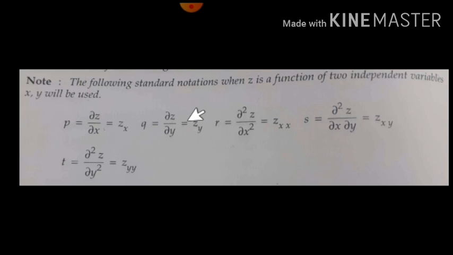Similarly, the partial derivative of z with respect to y we denote as q. The partial derivative of z with respect to x twice is denoted as r. The partial derivative of z with respect to x and y is denoted as s, and the partial derivative of z with respect to y twice is denoted as t. So these are some standard notations we are going to use in this module while forming a partial differential equation and finding the solution of partial differential equation.